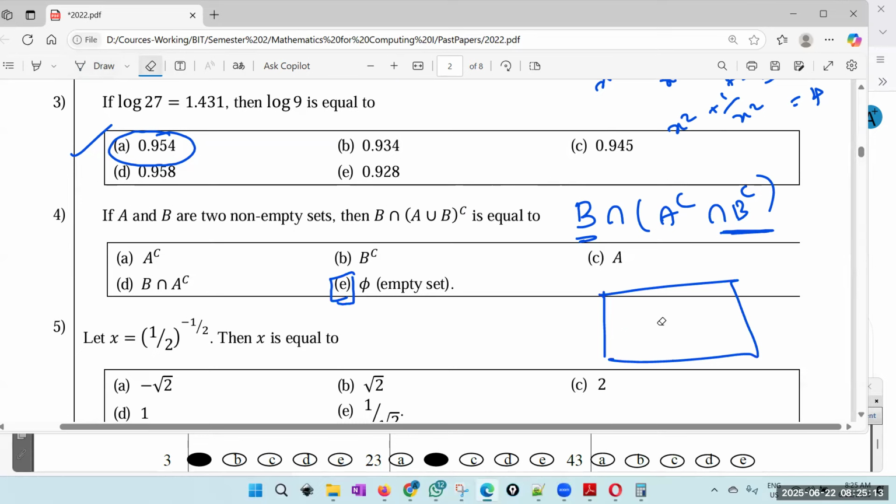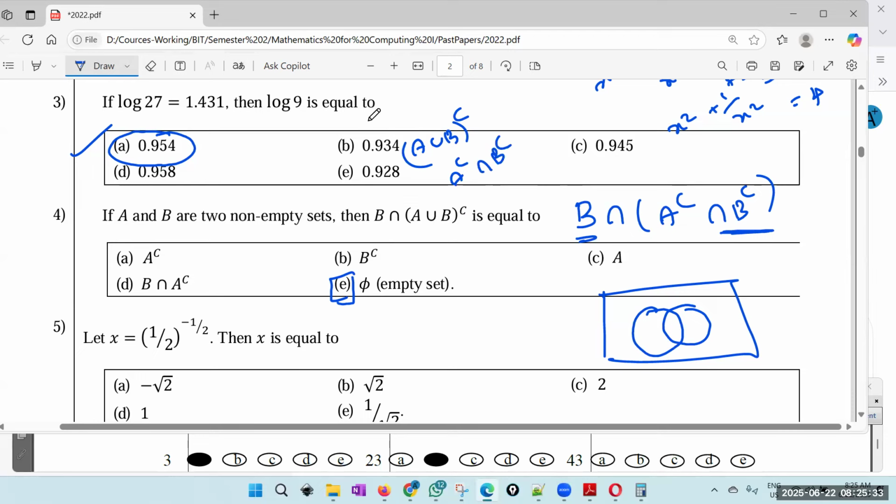Let's shade and double check also, because by expansion I get 5. So how to apply De Morgan rule for that? A union B complement is A complement intersection B complement. That is De Morgan rule.